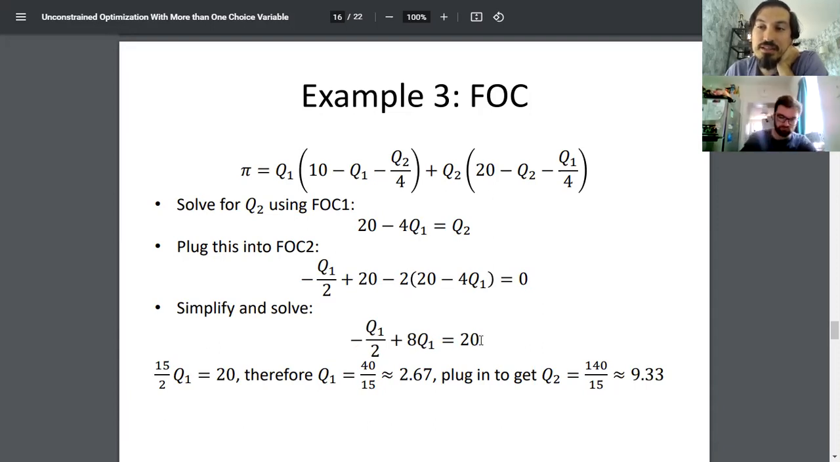It comes straight from what I just had on the screen, written with my mouse, but now it's written using, I believe, PowerPoint. This is a PowerPoint slide. What do I have time-wise? 101. Okay, so then you just solve this for Q1. Easy. 15 over 2 Q1 equals 20, therefore Q1 equals this, 2.67.